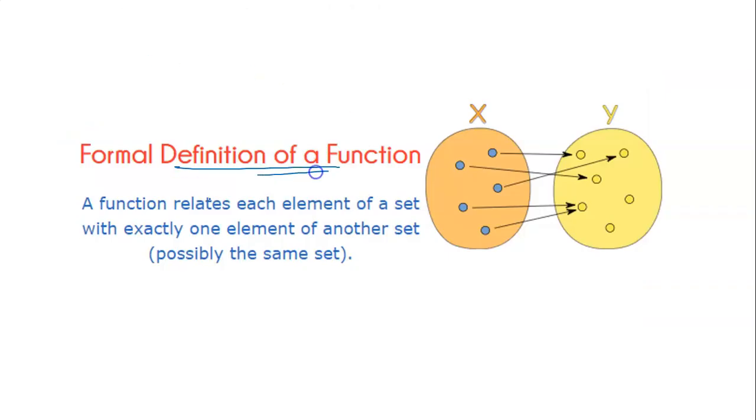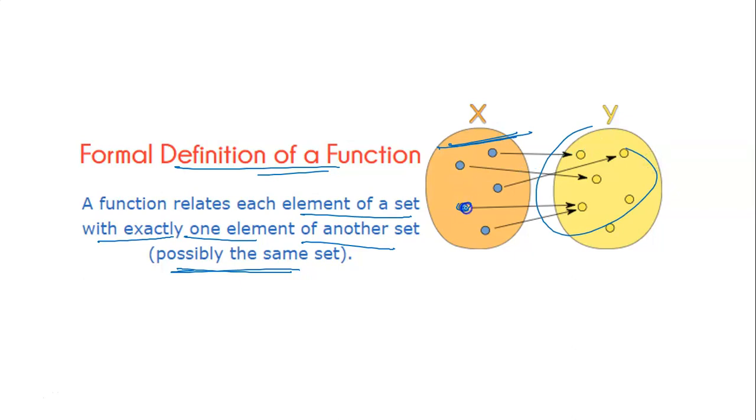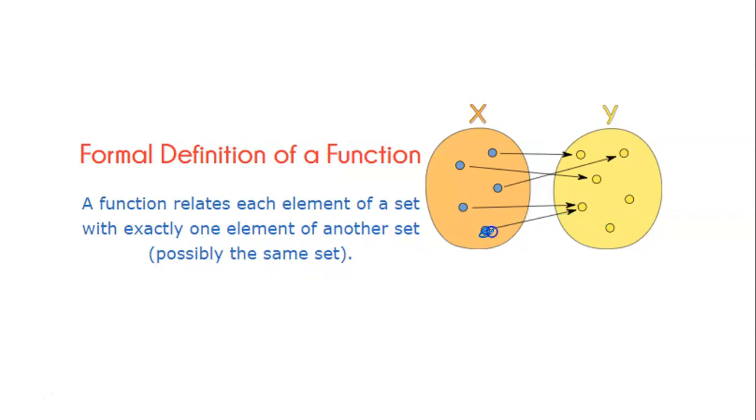Formal definition of a function. A function relates each element of a set with exactly one element of another set, possibly the same set. Okay. See, each and every element of this set X is connected with one element of Y, right? This element is connected to this yellow dot, and this element is also connected to the yellow dot. It doesn't matter, right? This is a function. What cannot be a function? Suppose this is connected to another value also, then it won't be called a function.